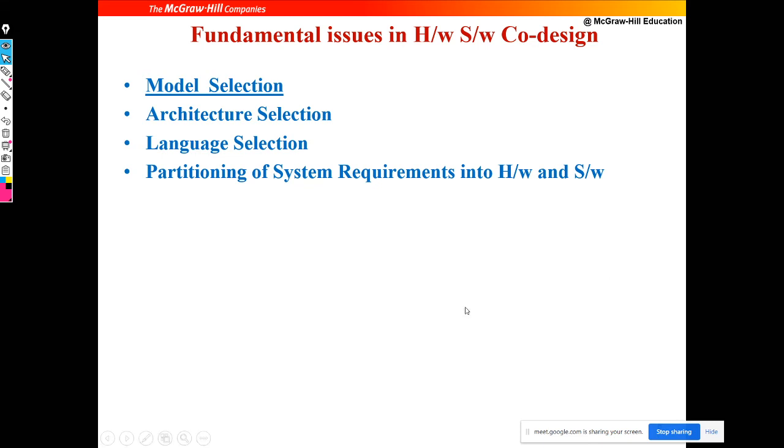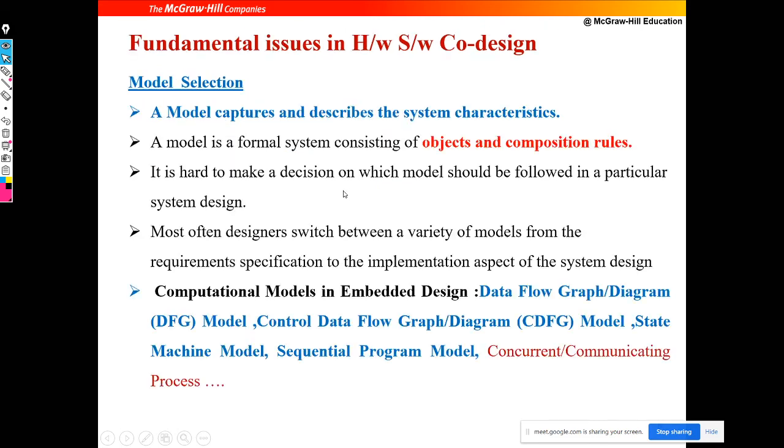So these are the things to be covered. These are the issues that you need to take a decision on, like the model selection: what are the different component models that you want to buy for this system. Then the architecture selection, the language selection, and partitioning of hardware and software. These are very important.